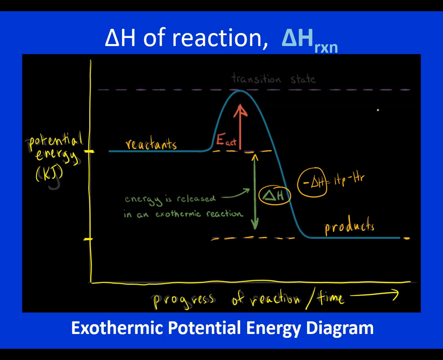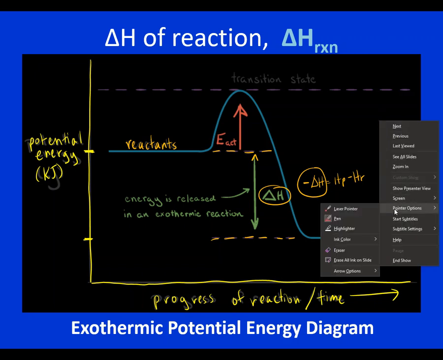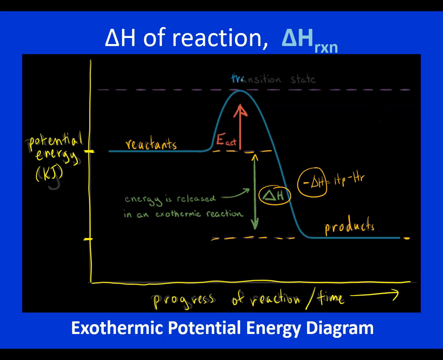A couple other features on the graph that aren't as important right now happen to be the transition state up here, which is the top of the hill. This top of the hill, this dotted line, that's the energy of the transition state. And here the activation energy goes from the reactant line to the top of the hill. This is called the EA, or the activation energy. That is the amount of energy needed to get the reaction started.